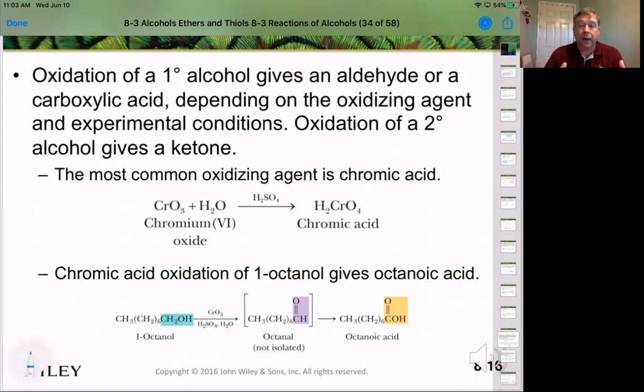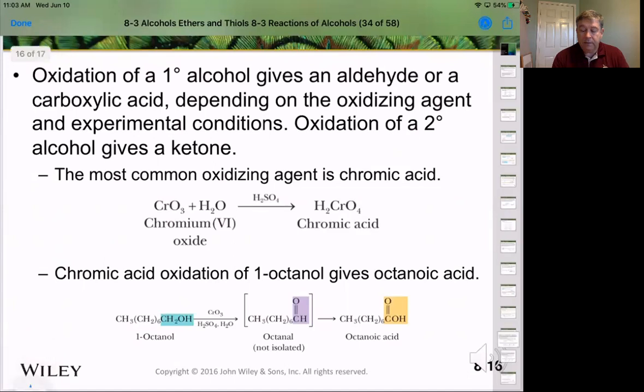So if we have a primary alcohol, the first thing we're going to do is oxidize that to an aldehyde or a carboxylic acid, because a ketone has to have 2 carbons on it, and a primary alcohol is at the end of the chain and only has 1 carbon. So if we have a secondary alcohol, we can convert that to a ketone. So let's look at how that works here.